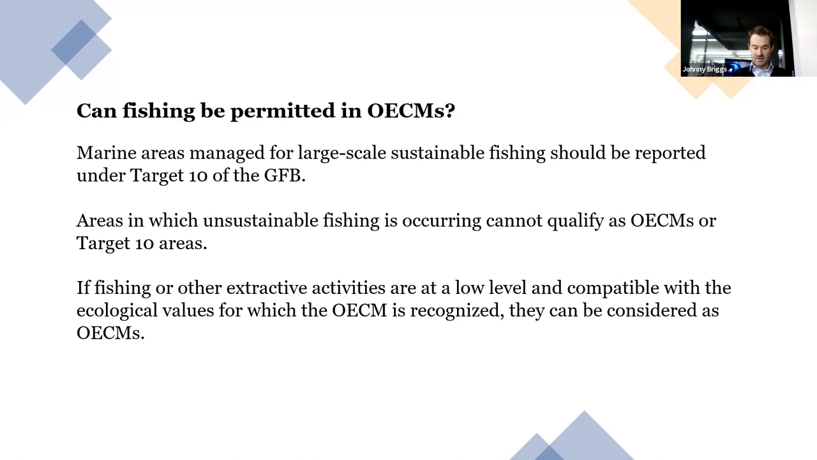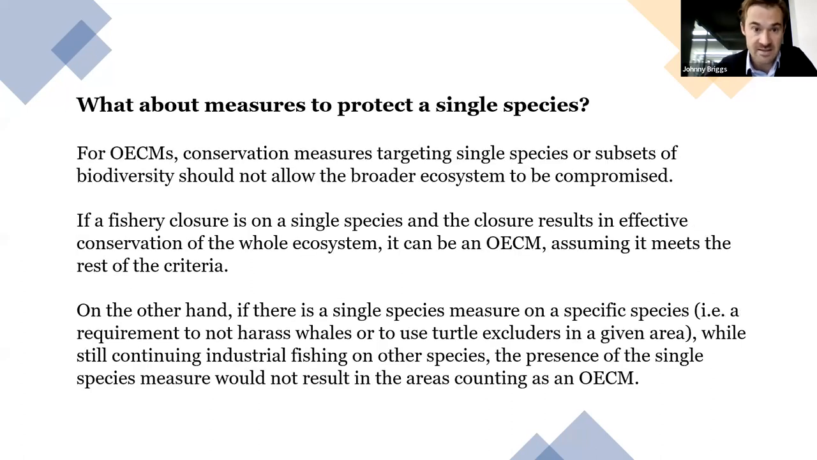So again, can fishing be permitted in other effective conservation measures? Well, yeah, of course it can. And we've got guidance on this now. The way the IUCN is thinking on this, marine areas managed for large-scale sustainable fishing, as we said, should be reported under Target 10 of the Global Biodiversity Framework. Areas in which unsustainable fishing is occurring cannot qualify as OECMs or under Target 10. If fishing or other extractive activities are at a low level and compatible with the ecological values of the OECM, then yeah, that could be recognized as another effective conservation measure. So you've got to consider it on a case-by-case basis.